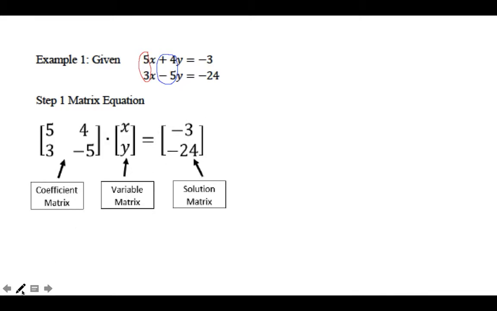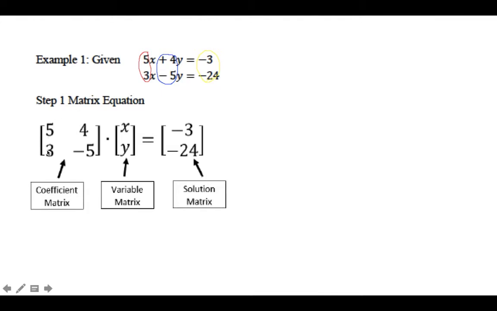The solution matrix is just what it says. It's the solutions to those 2 equations. Negative 3 is on the top, and negative 24 is on the bottom. So notice the numbers are in the same places as they would normally appear.